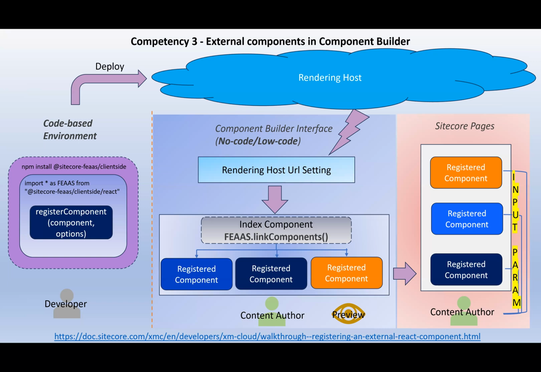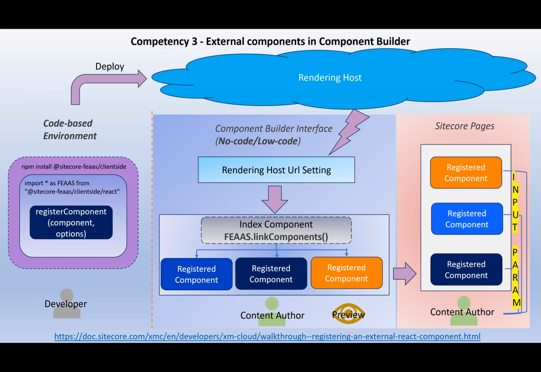Then that rendering host URL, you set it up in your component builder in a setting, and it's a good practice to link all the components you have using FEAAS.linkComponents, which is part of your index.html. But the key thing is that you are using an external React component and making it work with your component builder. The most important part is to import the FEAAS package and then register the component in the React code base. Now you have a registered component, and it is like other native components. You can drag and drop it in your block canvas. You put a block element and then you can add a component and things like that.